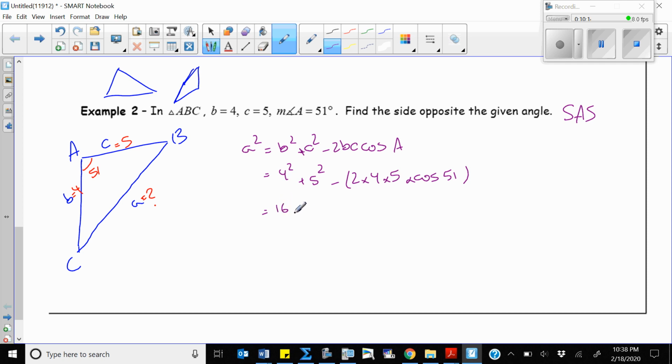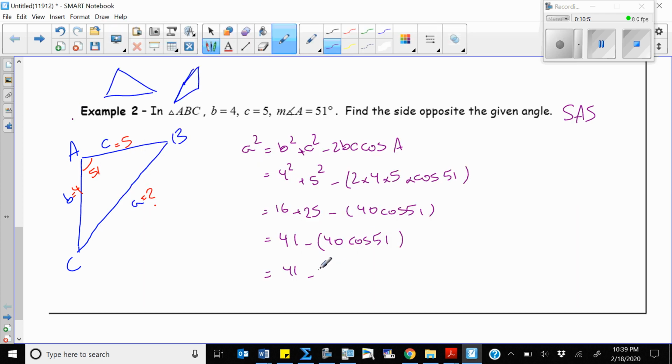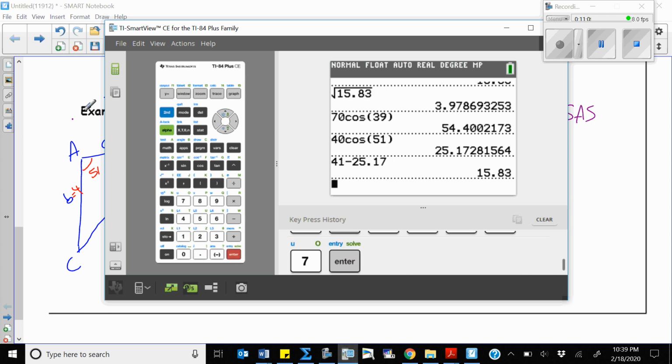4 squared is 16. 5 squared is 25. Minus 2 times 4, 8 times 5 is 40 cosine of 51. 16 plus 25 is 41 minus 40 cosine of 51. Once again, in order to avoid the common mistake, I put them in parentheses. So I calculate this first, then subtract it from 41. So 41 minus, let's see what 40 times cosine of 51 is. 25.17. Then, what is 41 minus 25.17? It's equal to 15.83.